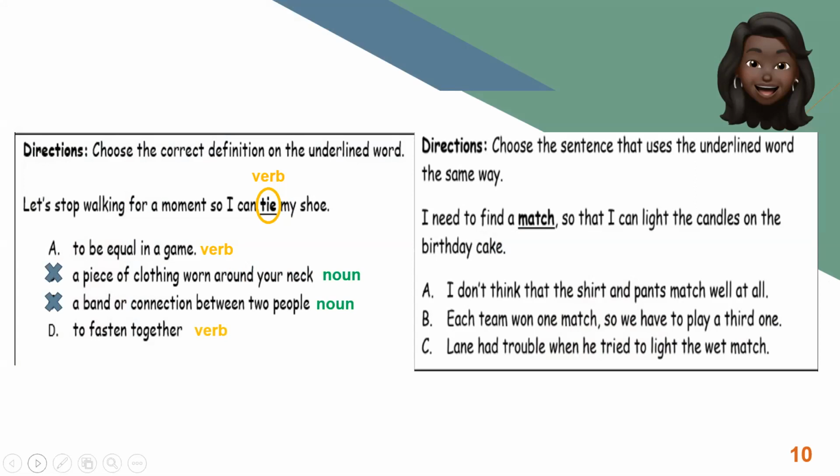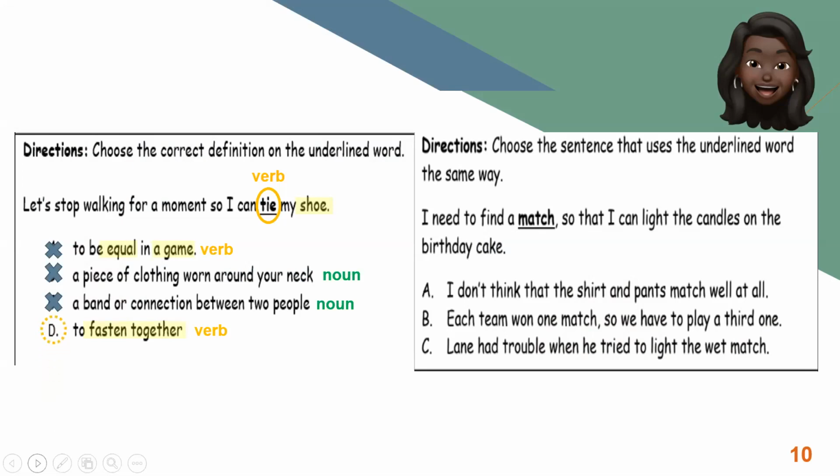Let's look at the clues within my sentence. I see the clue is dealing with my shoe. So I'm going to go ahead and look at A and D and see where the clues are connected. In A, it's talking about being equal in a game. That has nothing to do with my shoe. So I can eliminate A and look at D. D says to fasten together. I know my shoes have laces and we have to tie them together or fasten them together. Therefore, my answer is D.